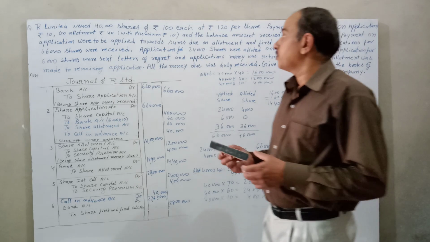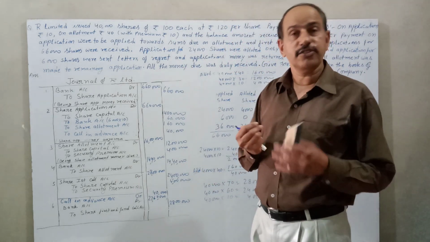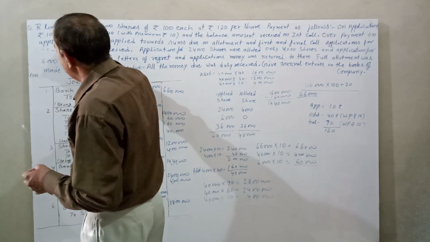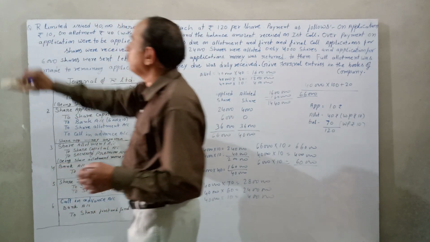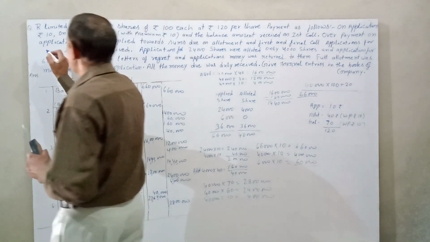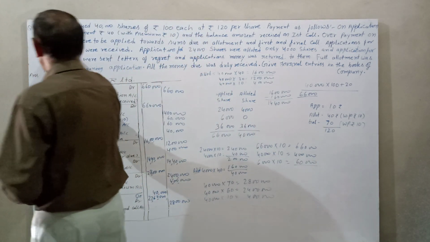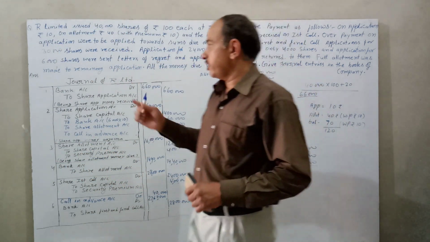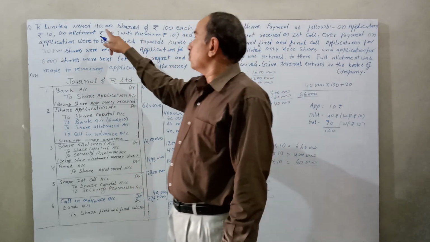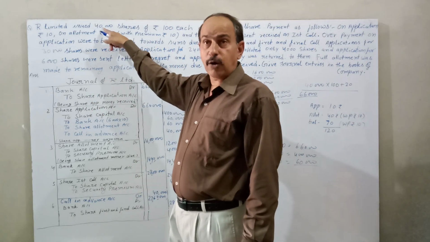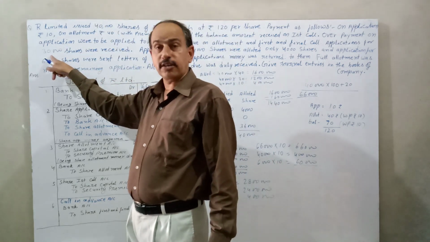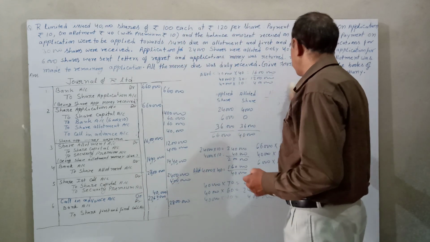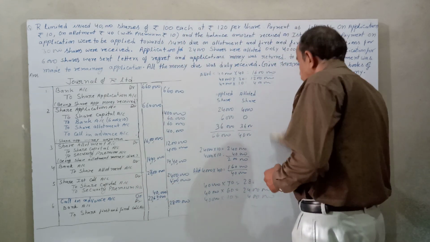So the condition is changed. Suppose the company received 30,000 applications for the shares. Look here, out of 40,000 shares the company received 30,000. It is under subscription. So we change the questions and the journal entries will be passed.